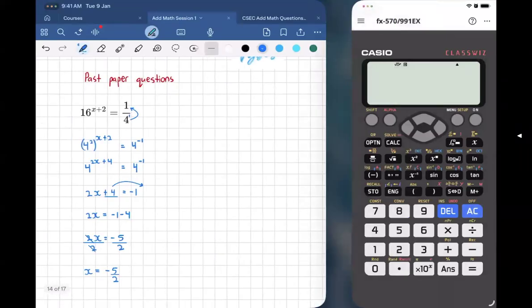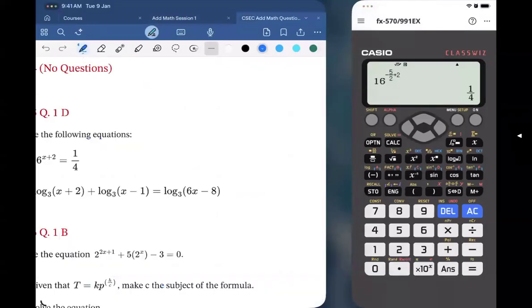Shay, remind me, if I want to check if my answer is correct, what could I do? 16 raised to the power of minus 5 over 2 plus 2. Let's see that it'll work out. Bam. Maths is very easy. Trust me, guys, it only looks hard, but it's very easy. Let me do a harder question. I think you all are ready for that.